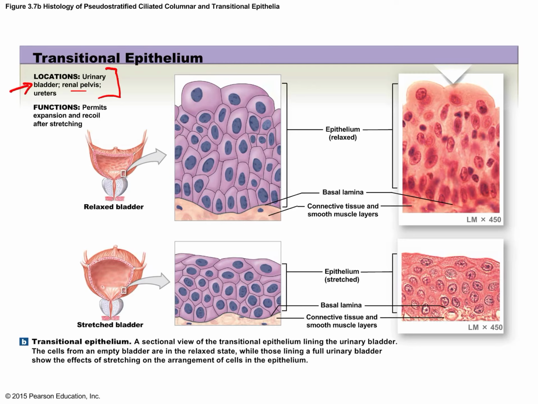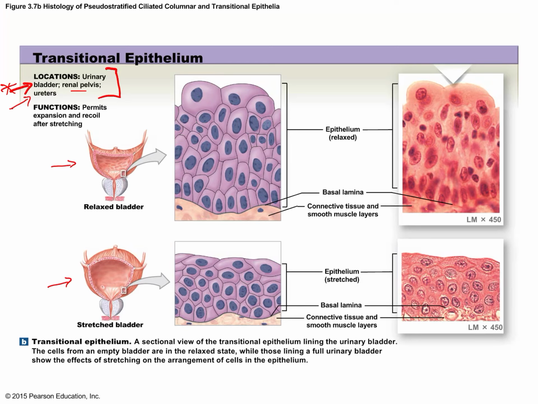The renal pelvis is inside of your kidney. That's kind of a technical term at this point. You might also know ureters. Those are the tubes that bring the urine from your kidneys to your bladder. But I think for everybody, bladder is a great thing to memorize and associate with transitional, because when your bladder is empty, it's relaxed and it's a smaller space on the inside. Then it fills up with urine and it stretches, and so the tissue stretches with it.